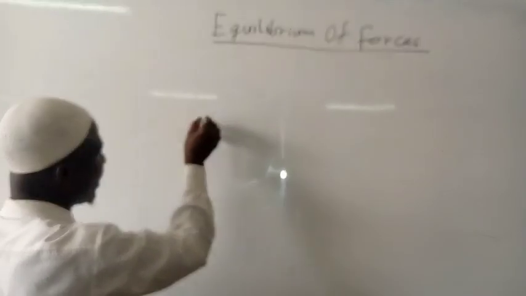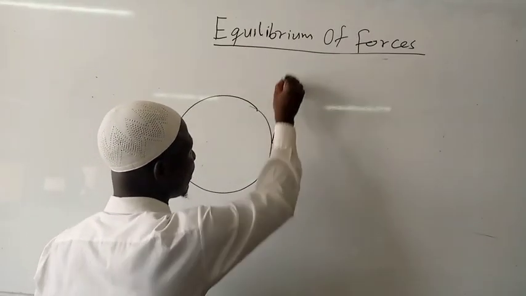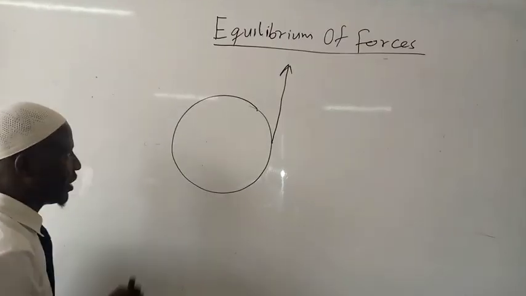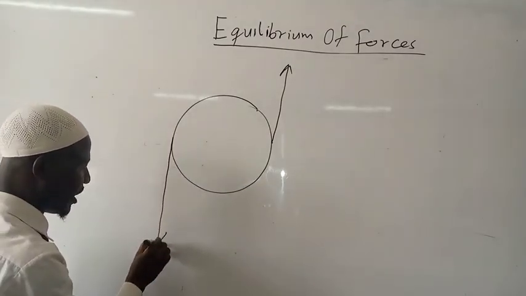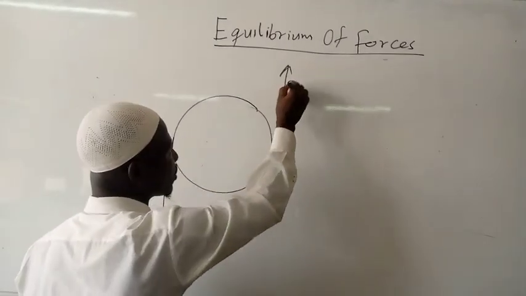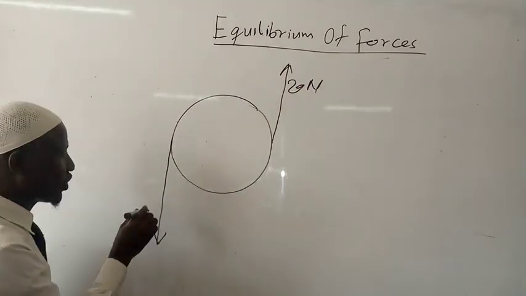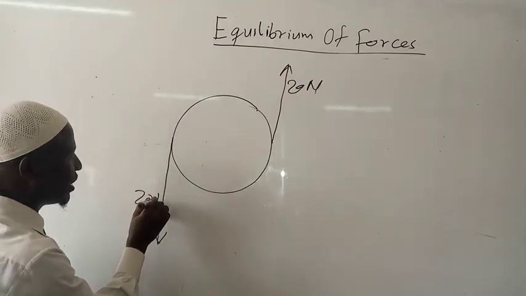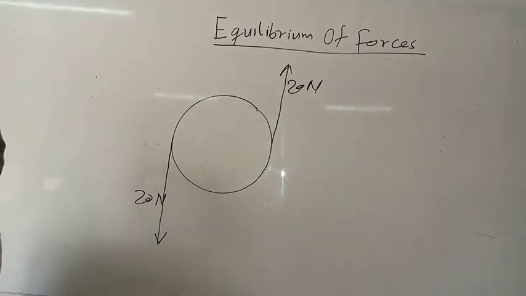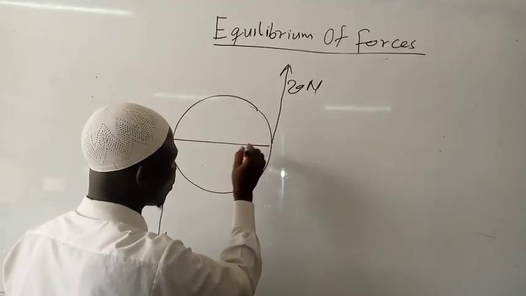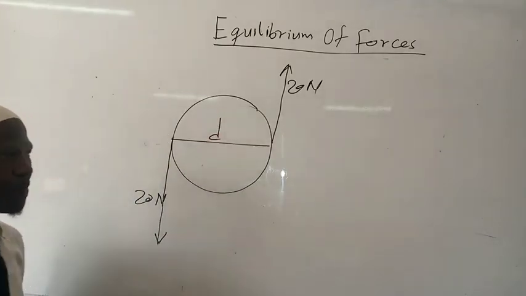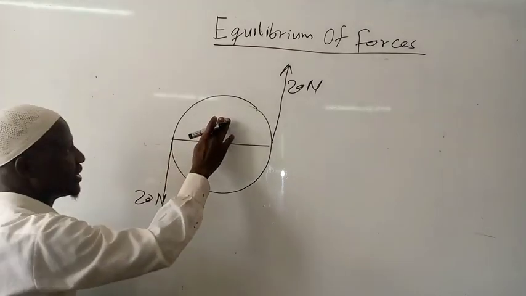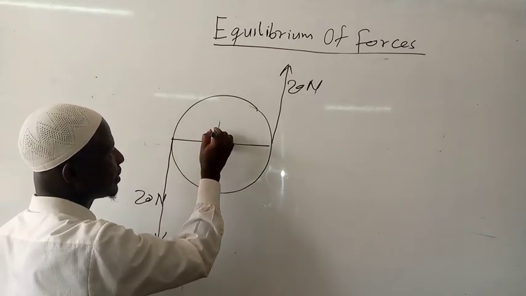Now, if you have an object like this, and you apply one force here, acting upward, then we have another one acting downward here. If this one is 20 Newton, and this one too is 20 Newton, we call it a couple in this case. If the distance between them is, let's say, 10 meters.